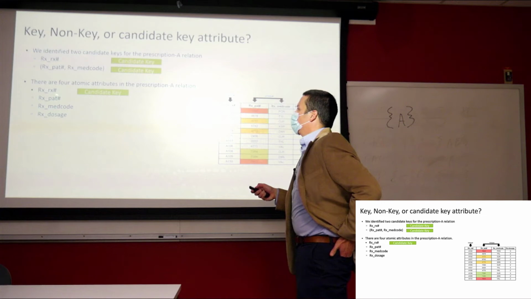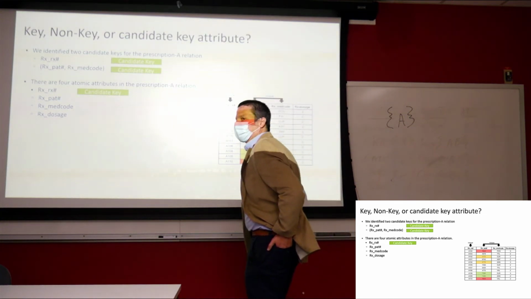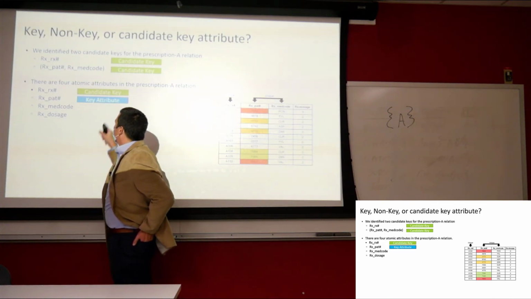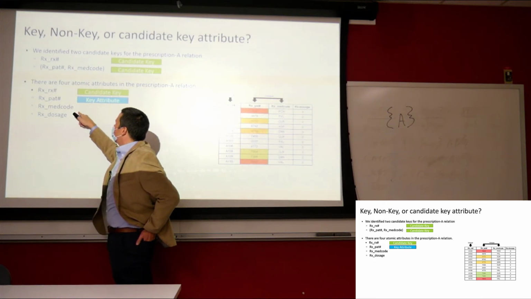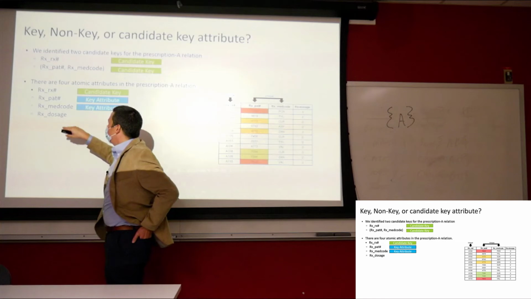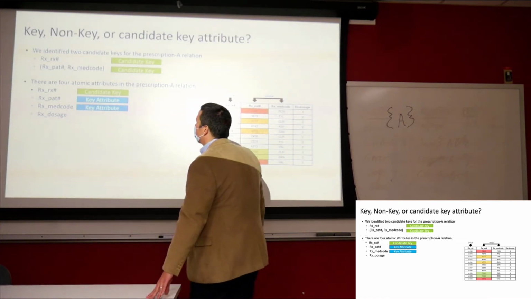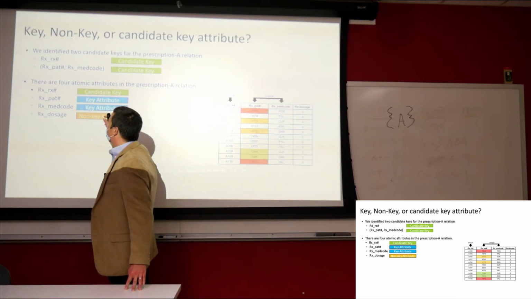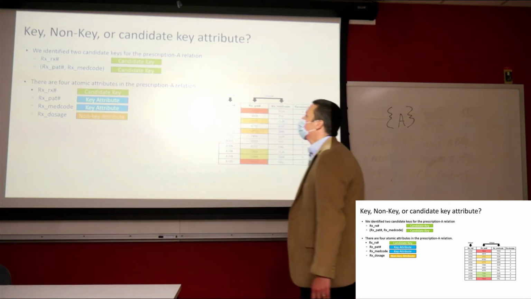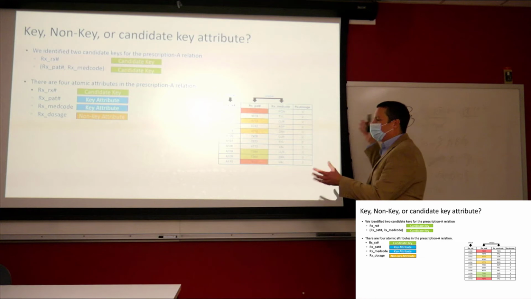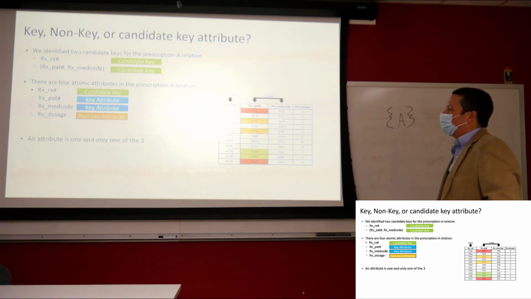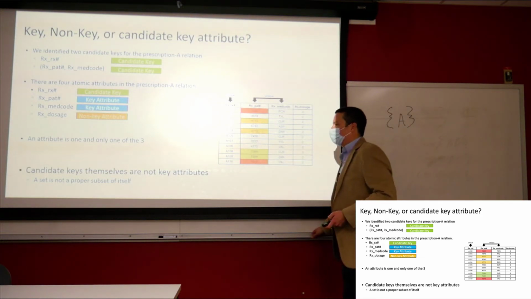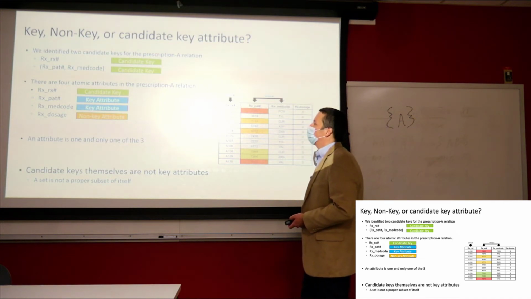What is patient number? Key attribute, non-key attribute, or candidate key? Key attribute, because it is a proper subset of this candidate key. Med code is too, because it's a proper subset of this candidate key. And then dosage is a non-key attribute because it is not a subset of a candidate key. It's just kind of out there apart from any of our candidate keys. So an attribute is always one and only one of these three things. Candidate keys themselves are not key attributes because a set is not a proper subset of itself.